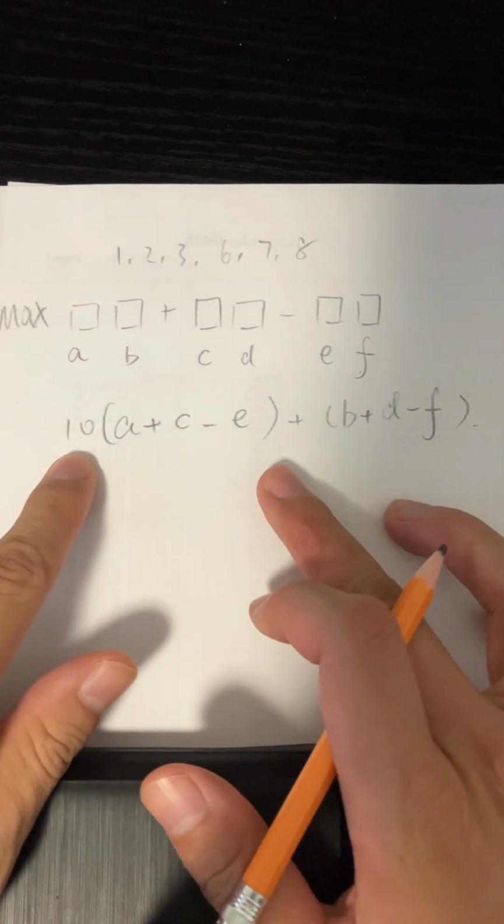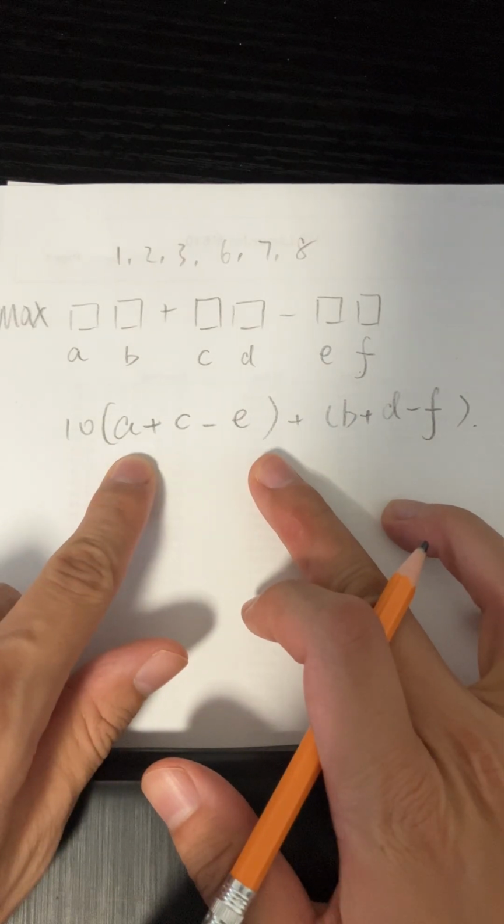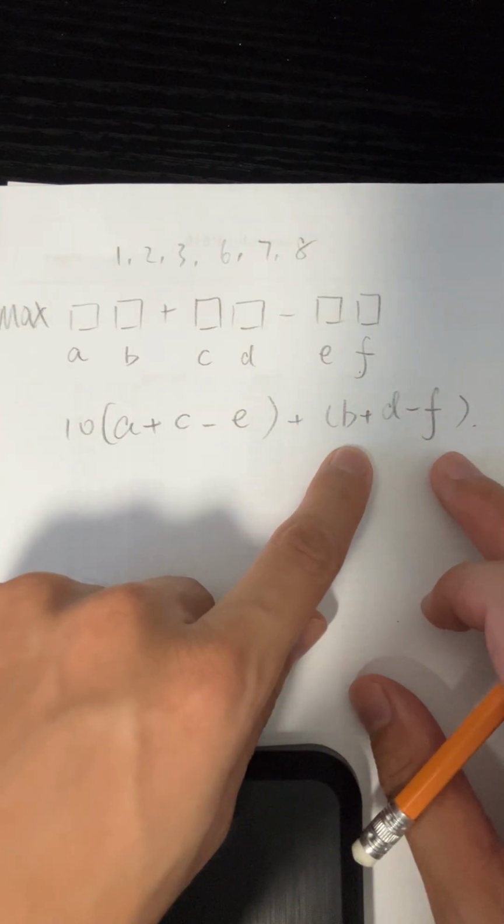However, this one has more weight. This one is 10 times. So we should make this one as large as possible. And then when this is settled, we move on to this part. So this is a secondary.